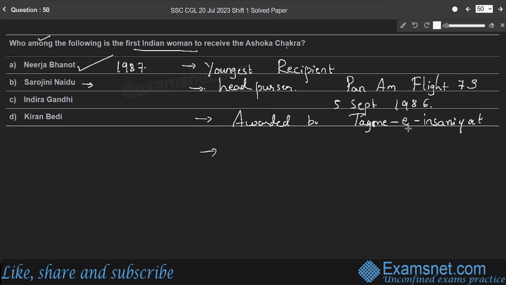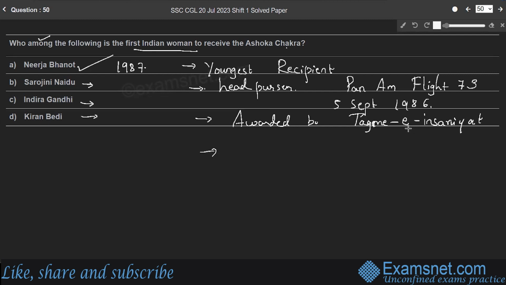Whereas the remaining options: Sarojini Naidu was famous for her nickname Nightingale of India. She was born on February 3rd in 1879. She was famous as the Nightingale of India or Bharat Kokila because of her poems. Whereas Indira Gandhi was an Indian politician and the central figure of the Indian National Congress. She was elected as the third Prime Minister of India.